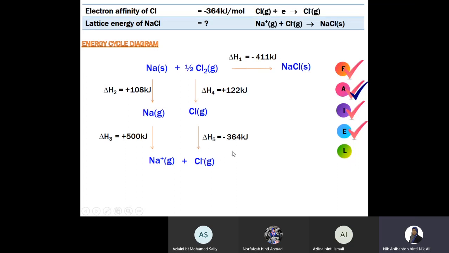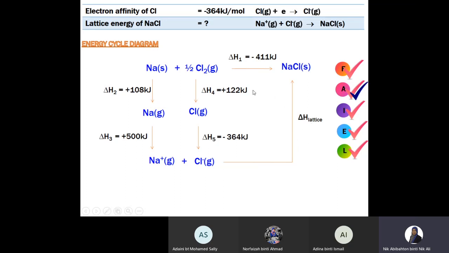So last one, to complete our cycle, we look at here, sodium gas plus, make sure you write the plus, with the chlorine gas, connect it until the sodium chloride solid here, then label it as lattice energy. Therefore, we already complete our energy cycle diagram.